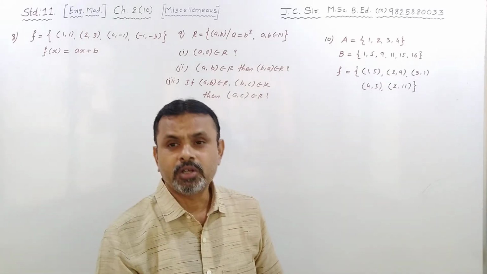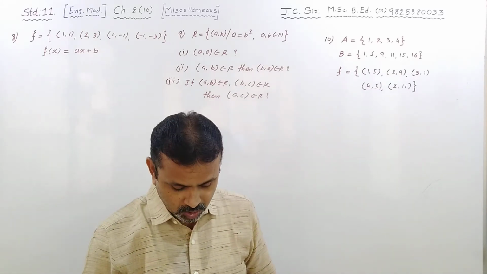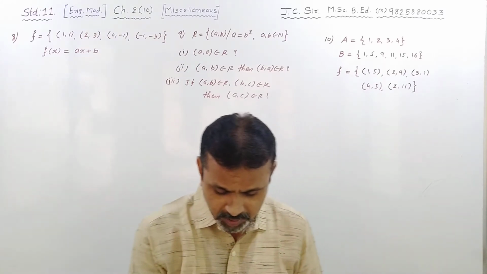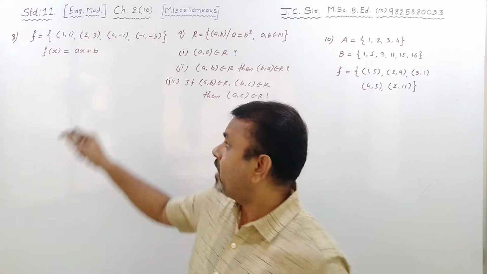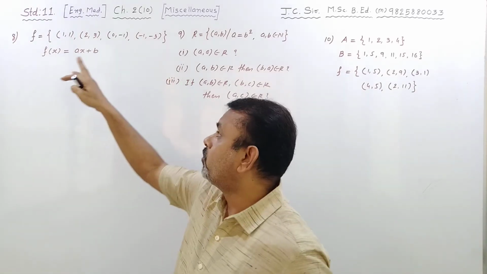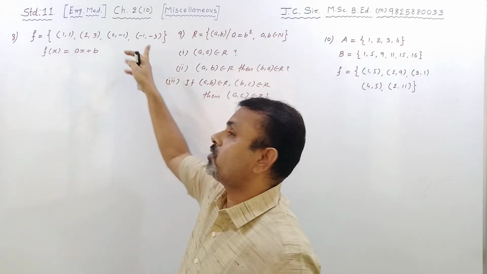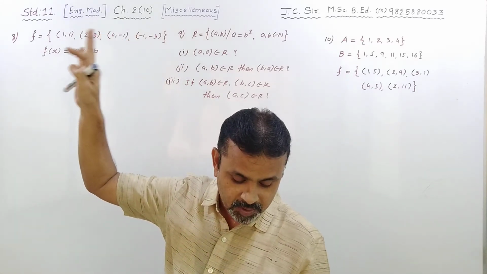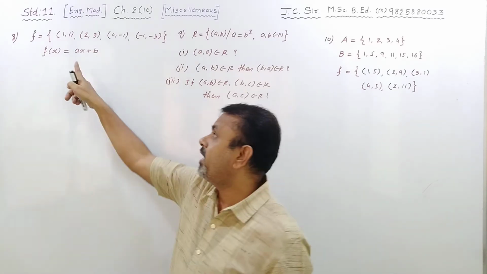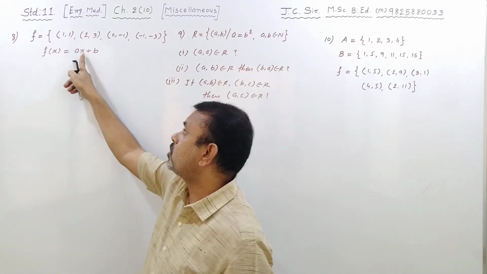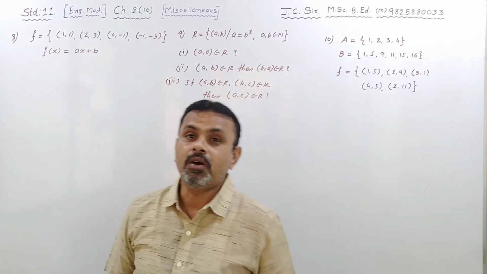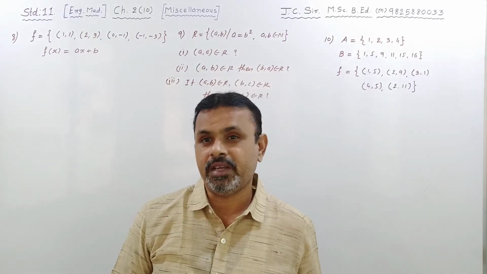सो टुडे वी आर गोइंग टू कंप्लीट दिस चैप्टर नंबर 2. फॉर दैट क्वेश्चन नंबर 8. Question number 8 is, let f be a function given in the form of set, and (1,1), (2,3), (0,-1) are the elements of the function, and the function is given in the unknown form. Find a and b. f(x) is equal to ax plus b, which is given in unknown form. We have to determine the values of a and b.